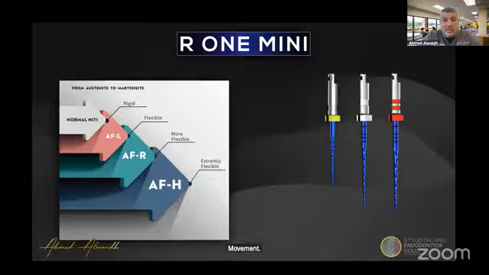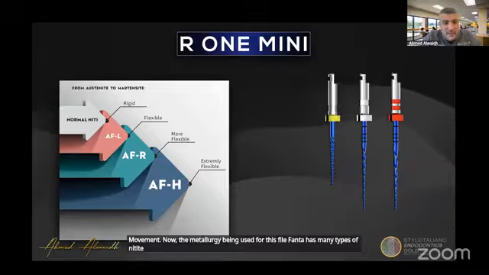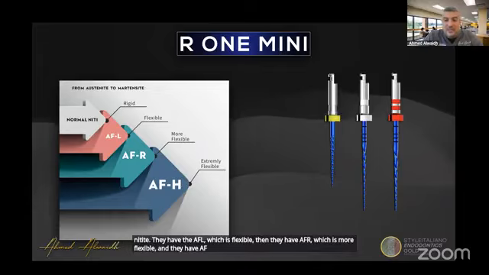Now, the metallurgy being used for this file: Fanta has many types of heat treatment. They have the AFL, which is flexible. Then they have AFR, which is more flexible, and they have AFH, which is extremely flexible.